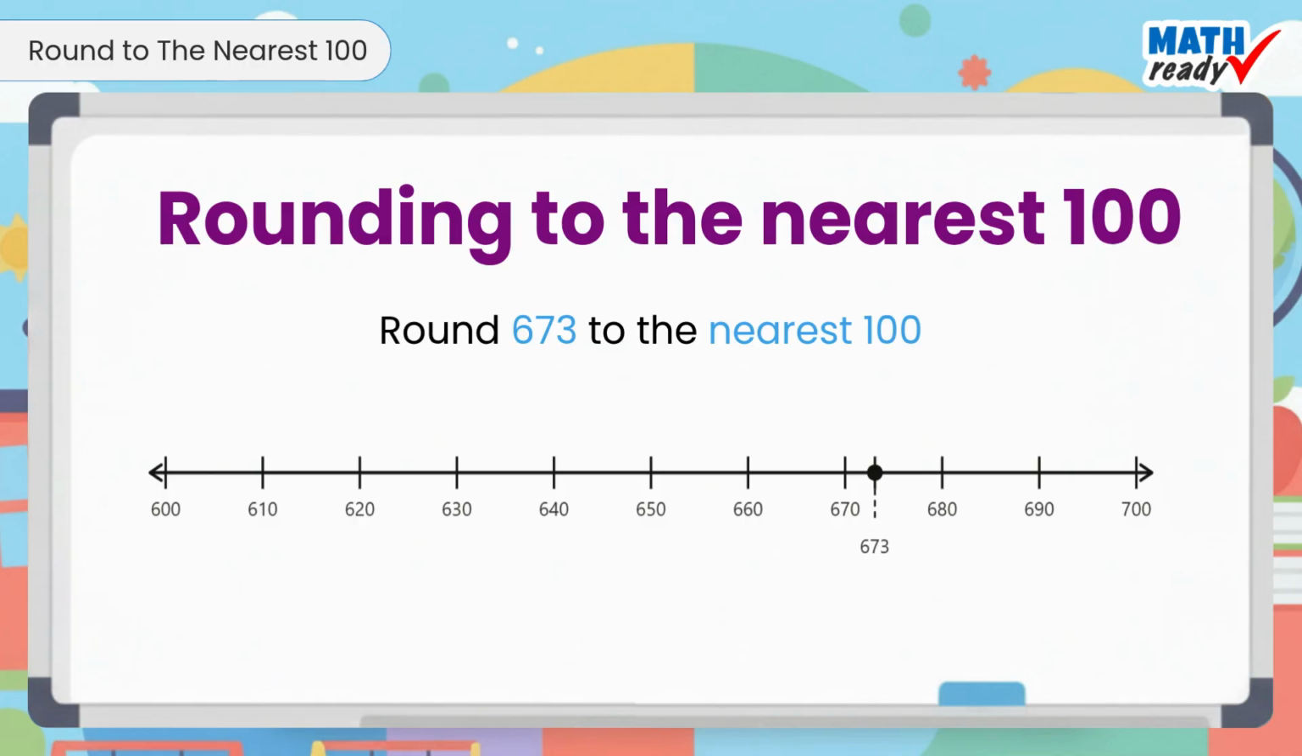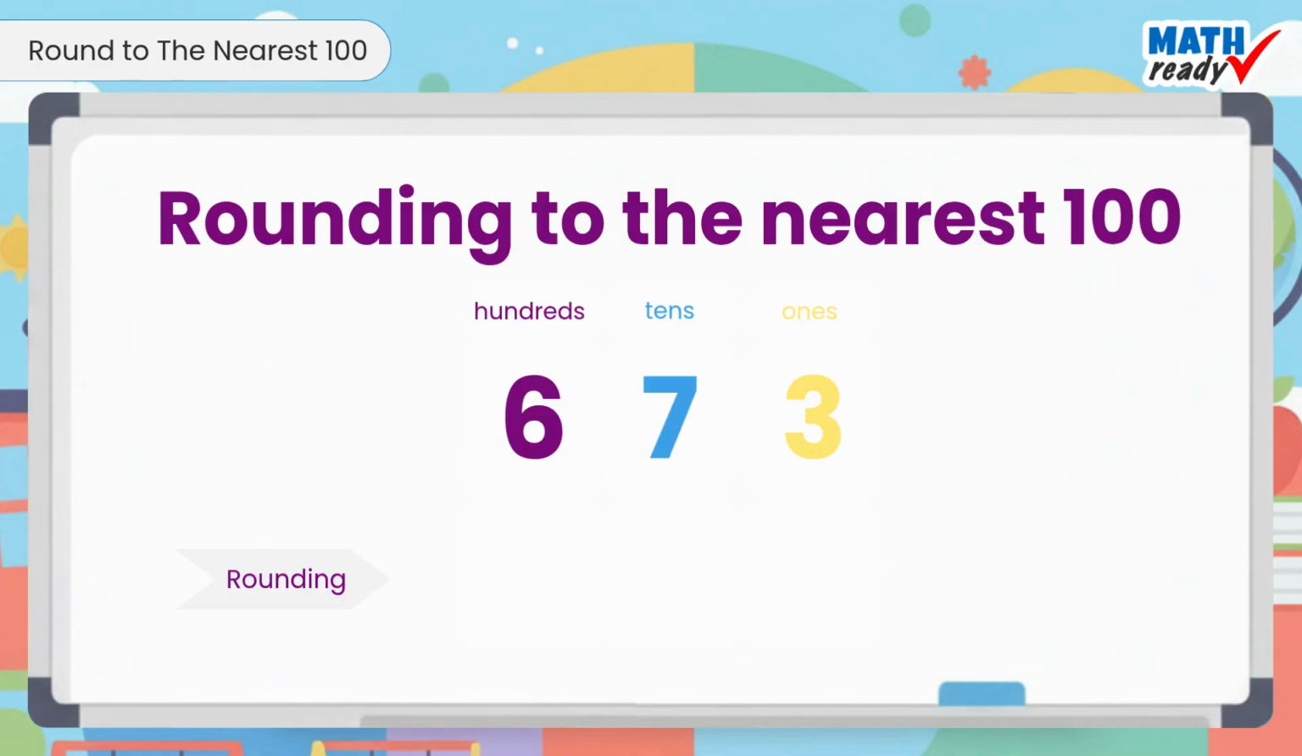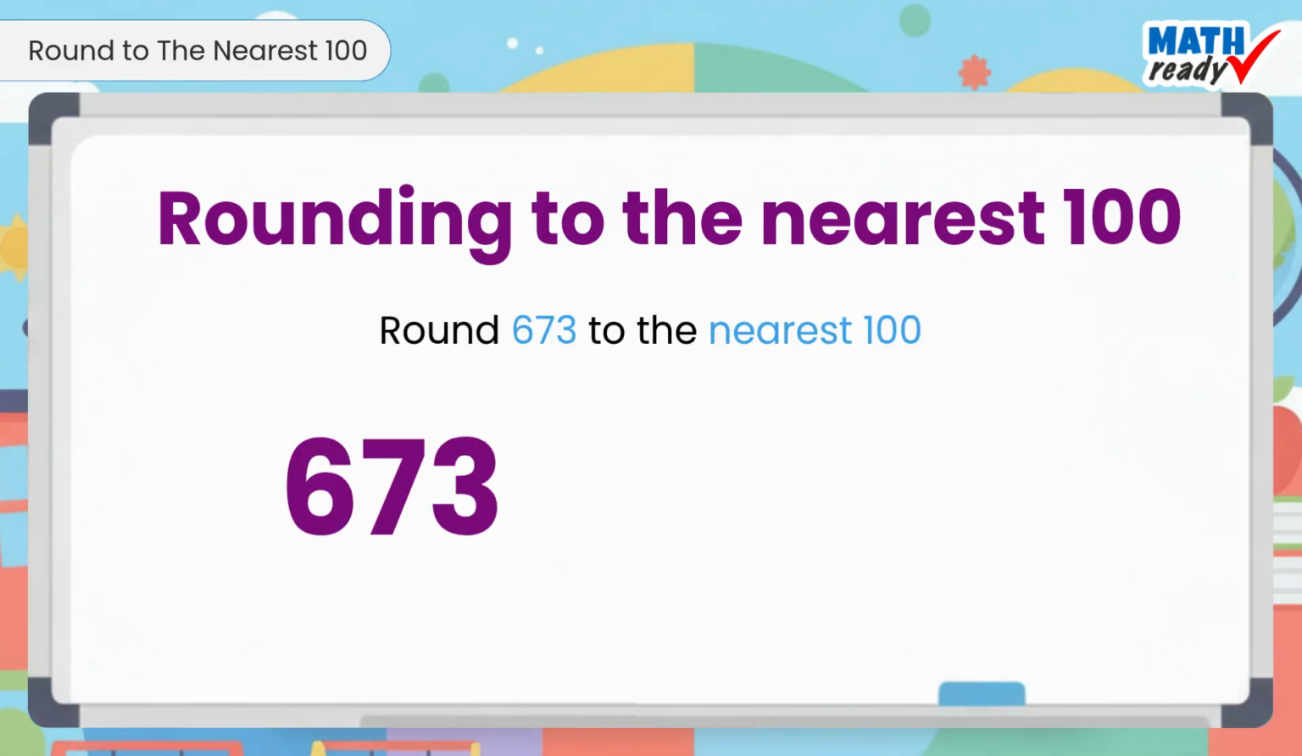Round 673 to the nearest hundred. You can see that 673 sits between 600 and 700. It is closer to 700 than 600, so we round it up to 700. The digit in the hundreds place goes from 6 to 7, and everything after it becomes 0 to make 700. So 673 rounded to the nearest hundred is 700.